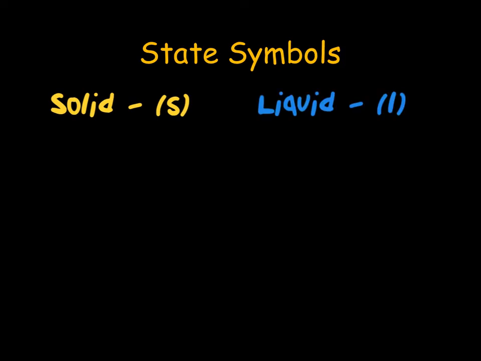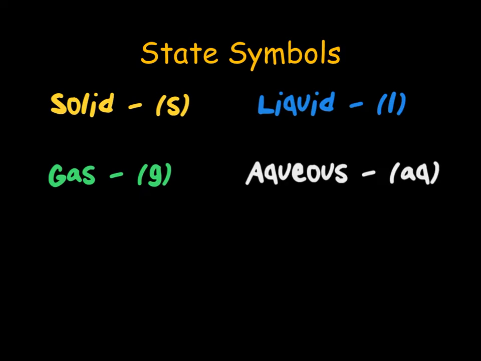Within chemical equations, it's important to say the state that each of the reactants and products is in. This means the physical state that it is existing in. There are 4 that you need to know. First of all, we have solid, which is shown with a small s in brackets. Second is liquid, which has an L in brackets. Thirdly, we have a gas, which is a G in brackets. And finally, we have aqueous, which is AQ in brackets. Aqueous means it's been dissolved in water.